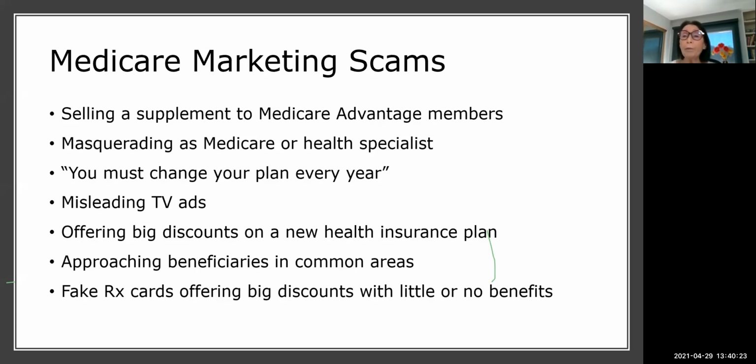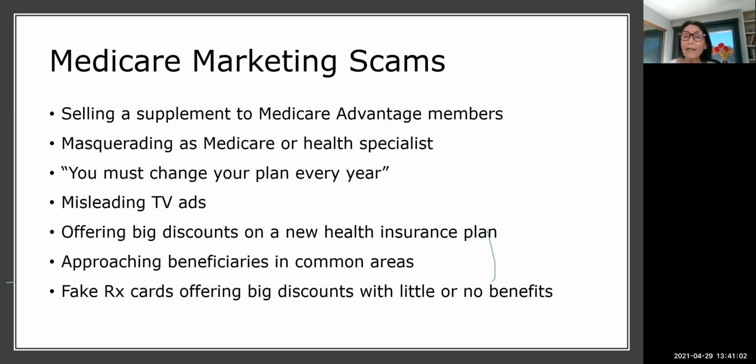We also see insurance agents who don't want to admit that they're an insurance agent, so they say, I'm from Medicare, I'm here to help you. Don't believe them. There are insurance agents around annual open enrollment, which starts in the fall, and they tell you you have to change your plan every year. That's not true. If you have a plan that you like, and you like your doctor, and your services and medications are covered, you don't have to change at all.